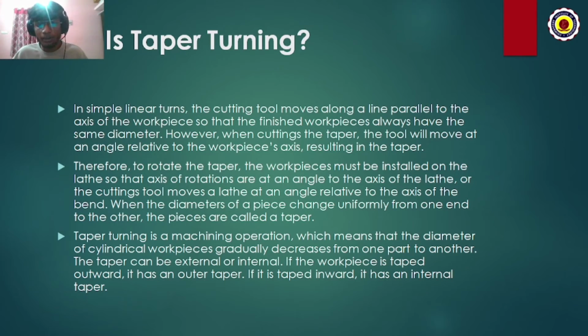So taper turning is a machining operation, which means that the diameter of the cylindrical workpiece gradually decreases from one end to the other. So taper can be external or internal depending upon how we give the taper. If the workpiece is tapered on the inside, it is known as internal taper, and if the workpiece is tapered outward, it is known as external taper.